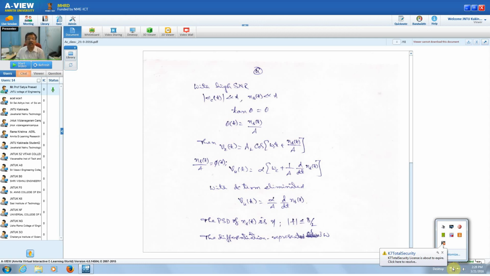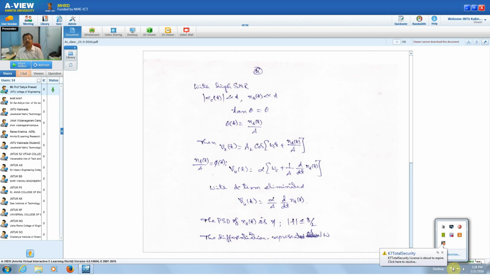Therefore, the output of your FM detector is going to be alpha into omega t plus 1 by A d by dt of this phi of t, or ns of t, because ns of t by A is phi of t. So alpha into omega t plus 1 by A d by dt of ns of t will be the output of your FM detector. This output is given to the baseband filter, eliminating the DC component, so that the AC term we are going to have is alpha by A into d by dt of ns of t.